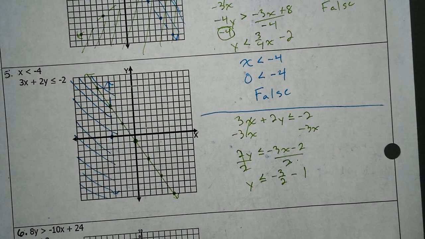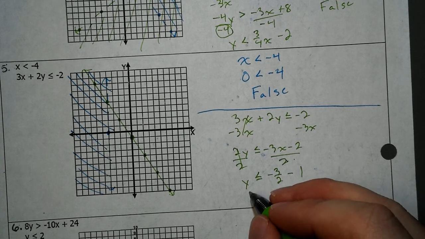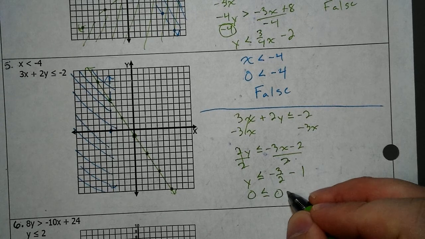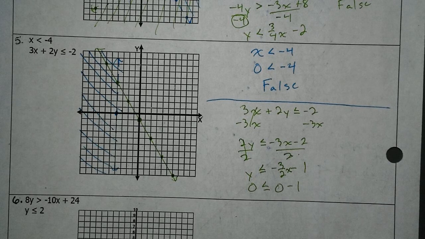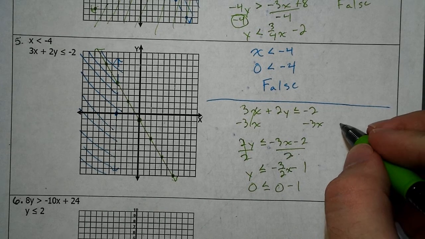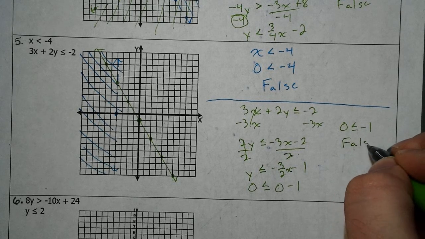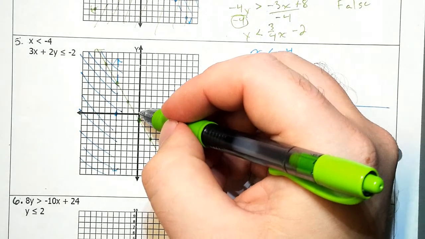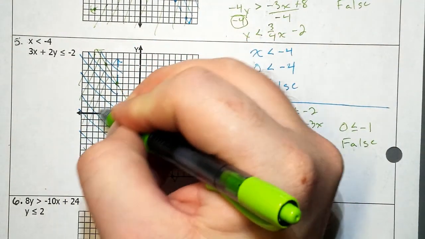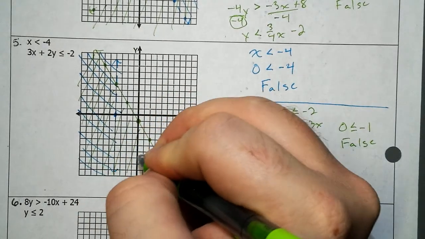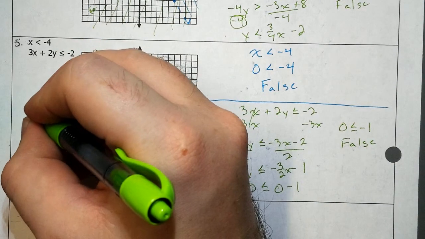Boom. Now, for the second line, let's also plug in 0, 0. 0 less than or equal to 0 minus 1. Oh, forgot my x. There's where the x is. 0 minus 1 is -1. Is 0 less than or equal to -1? No. So I'm not shading in the 0, 0 side, which would be the top. I'm going to shade in the bottom, everything below that green line. So right here, these are my solutions.